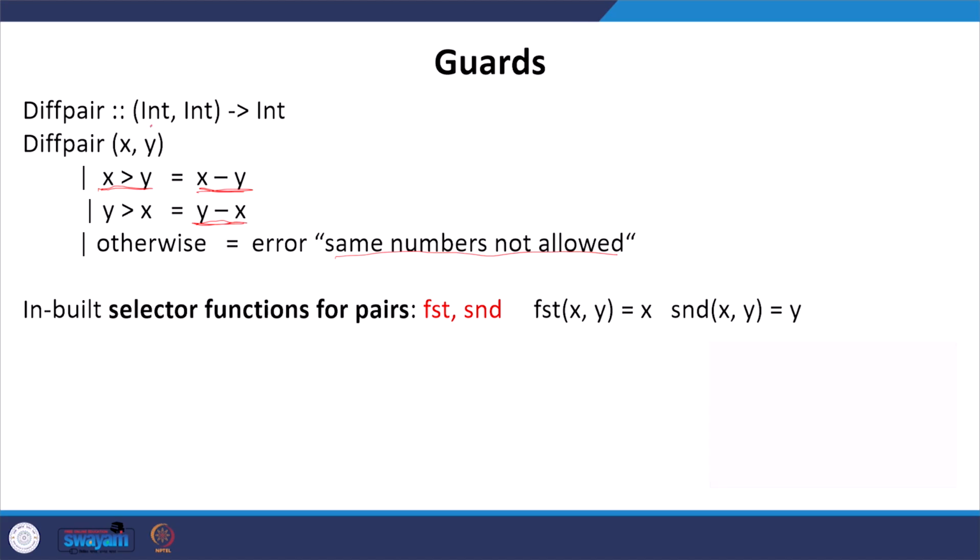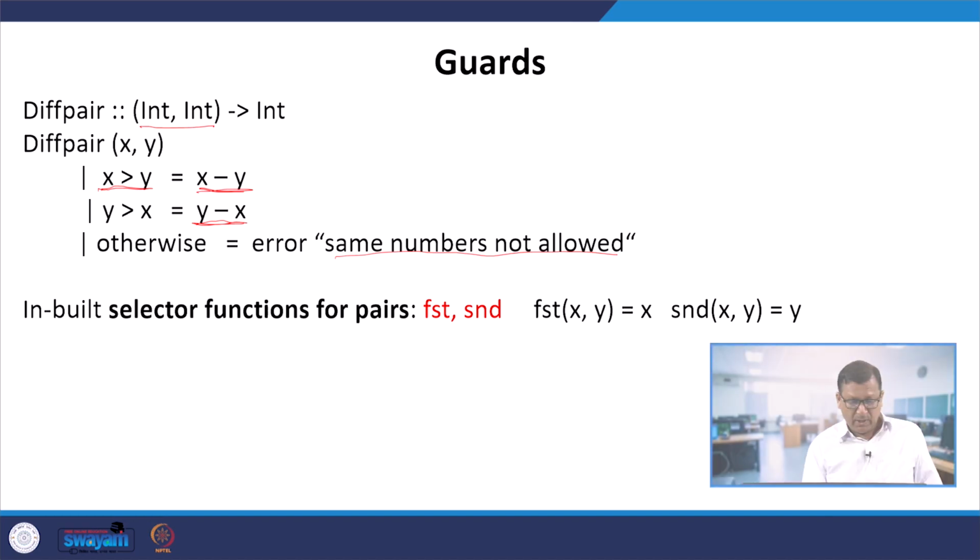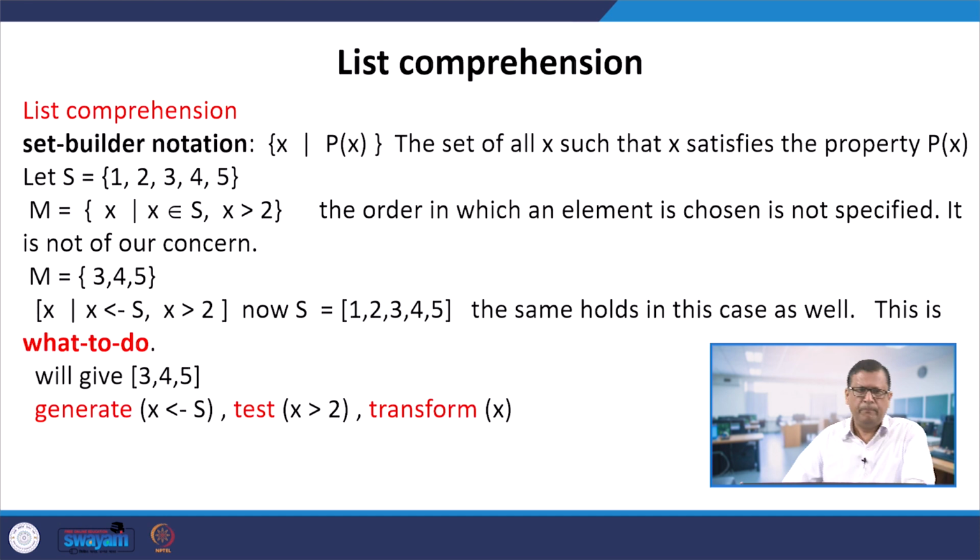Now in Haskell, as we have seen with pairs, we need to extract the first and the second component. So there are inbuilt functions like fst and snd that we have defined for pairs. So fst x y will give us x and snd x y will give us y. The next feature about Haskell is list comprehension. List comprehension idea comes from the set builder notation. So when we write a set like this, the notation says the set of all x's such that x satisfies some property p of x.